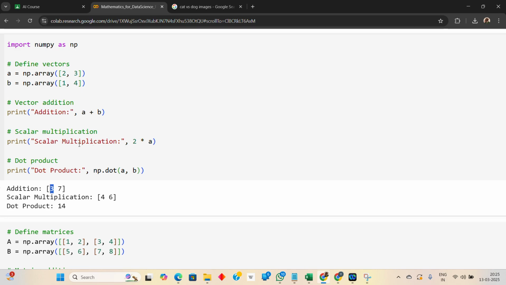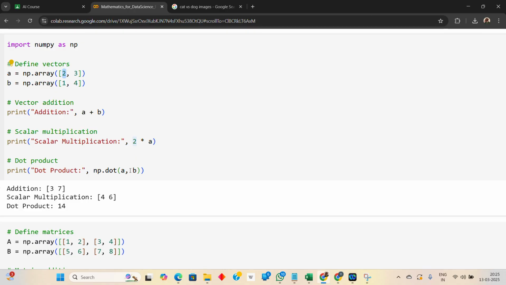And scalar multiplication is simple to understand. We are using a scalar value to multiply the whole matrix or whole vector. This is what scalar multiplication is. So we are just multiplying 2 with the existing vector: 2 times 2 is 4, 2 times 3 is 6.